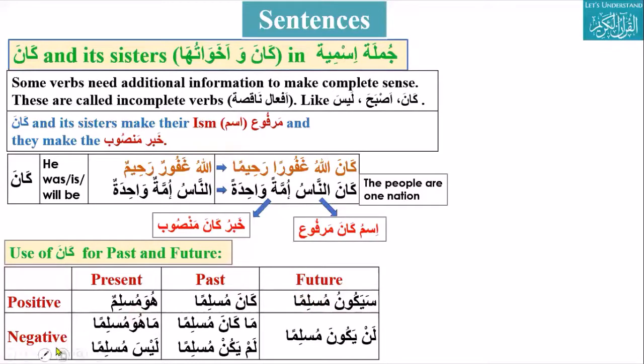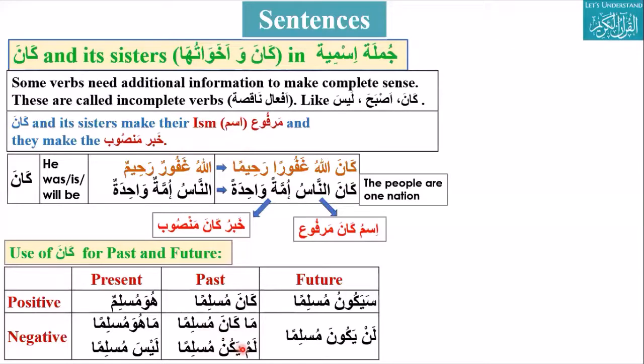If we have to make it negative, we can say ma huwa muslimun. He is not a Muslim for present. Or we can also use laysa. Laysa also means he is not. He is not a Muslim. If we want to make a past tense, we add Kana: ma kana. Ma kana, he was not. Musliman, a Muslim. Ma kana musliman, he was not a Muslim.